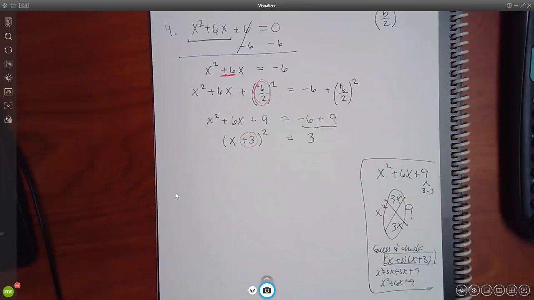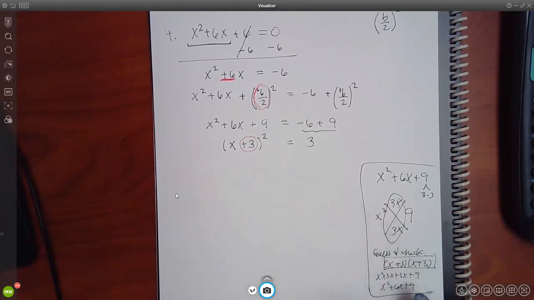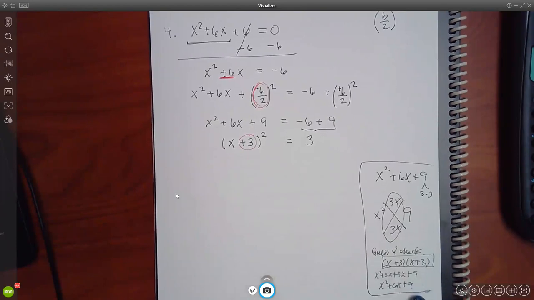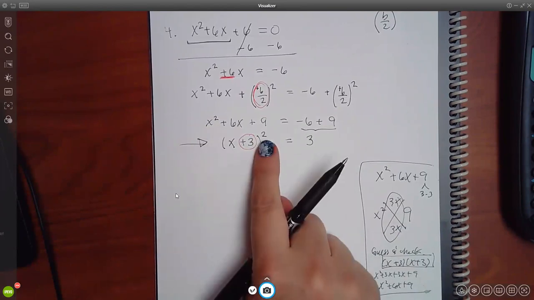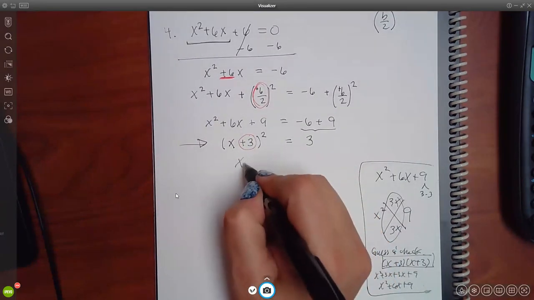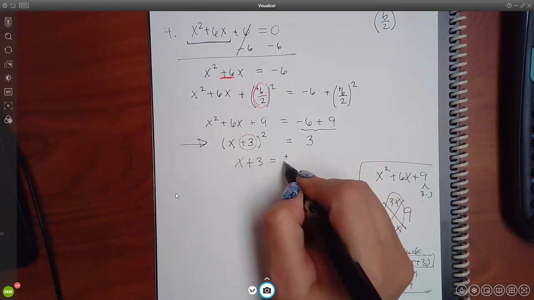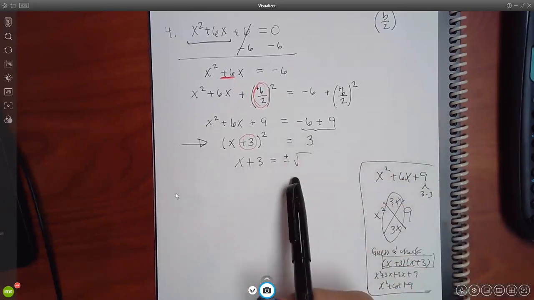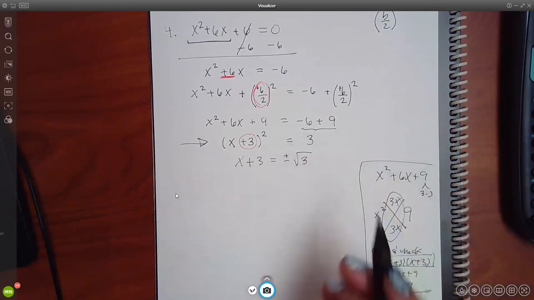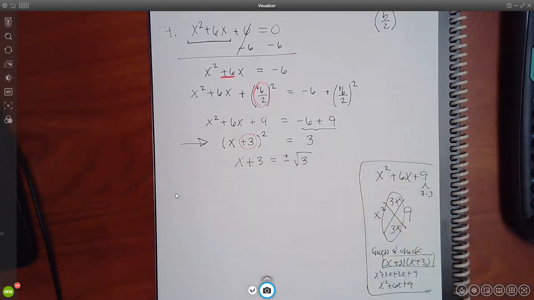Okay. So once you're here, whether you factor it by hand or whether you use a shortcut, doesn't matter. But you got to get here. That's the goal, right? Once you're there, then you're using that extracting the roots idea, right? So if I want the square to go away, it can, but I'm going to get plus or minus the square root of whatever's on this side. And I have a 3 on that side. And that's the extracting roots part.